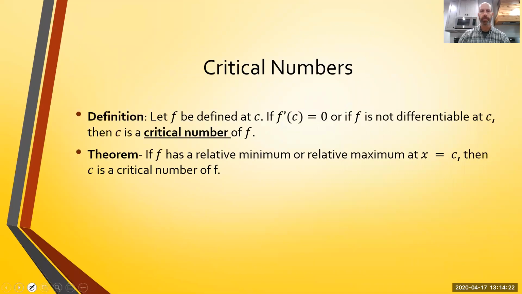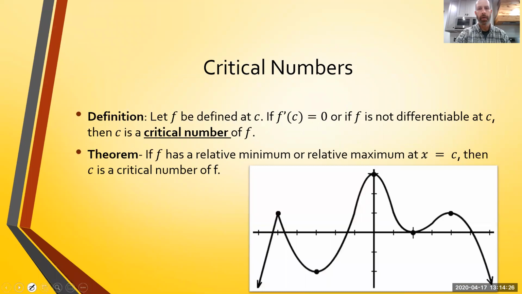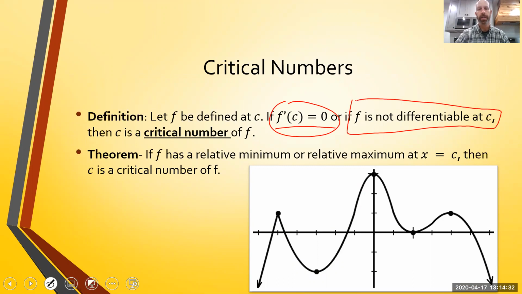Let's go ahead and get started. First things first, critical number. A critical number, by definition, is when f prime of c is equal to 0, or where the function is not differentiable. So for example, at this point right here, which looks like the x value of about -3, the derivative there is equal to 0. The slope of the tangent line is 0, so that means that x equals -3 is a critical number.